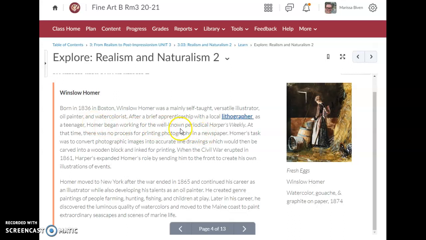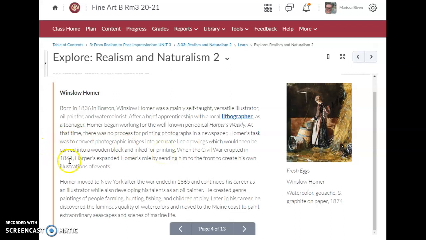Then he went to work for a periodical, which is like a magazine, called Harper's Weekly. At that time, there was no process for printing photographs in a newspaper, so Homer had to take photos that other people took, and he would have to draw them. He'd have to create accurate line drawings, and then somebody would take those line drawings and carve it into a piece of wood, and then they would roll ink on it, and then they would print that on the paper. So it was the whole process of taking a photo to a drawing to a wood block to being printed in the newspaper.